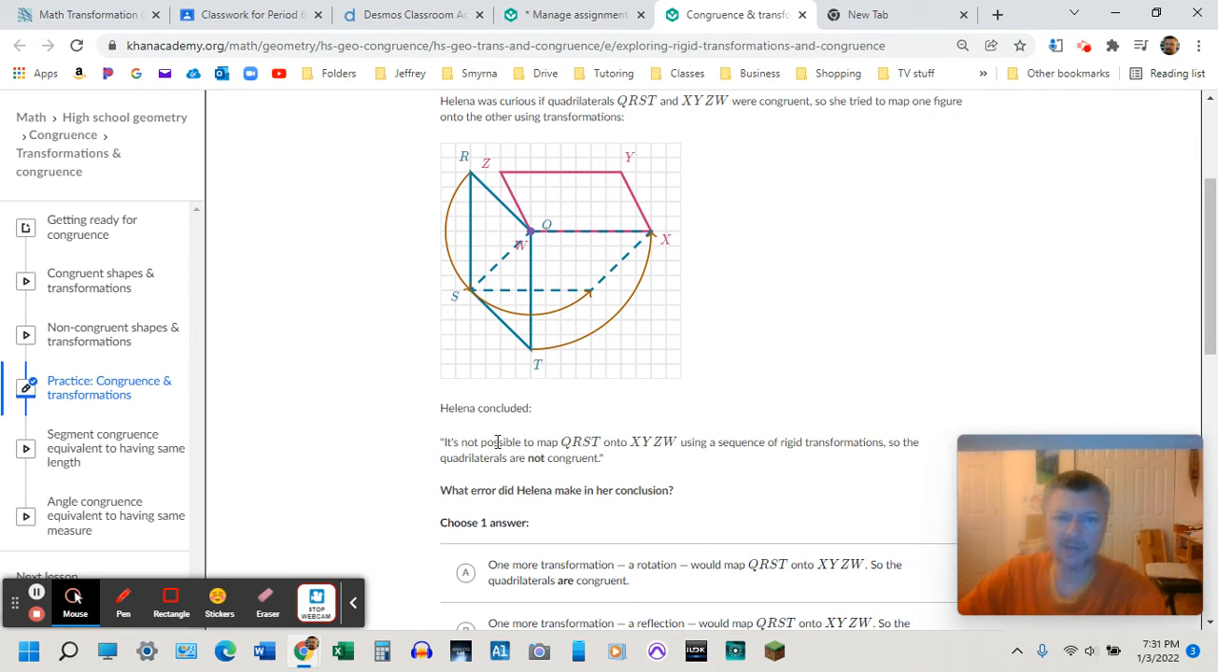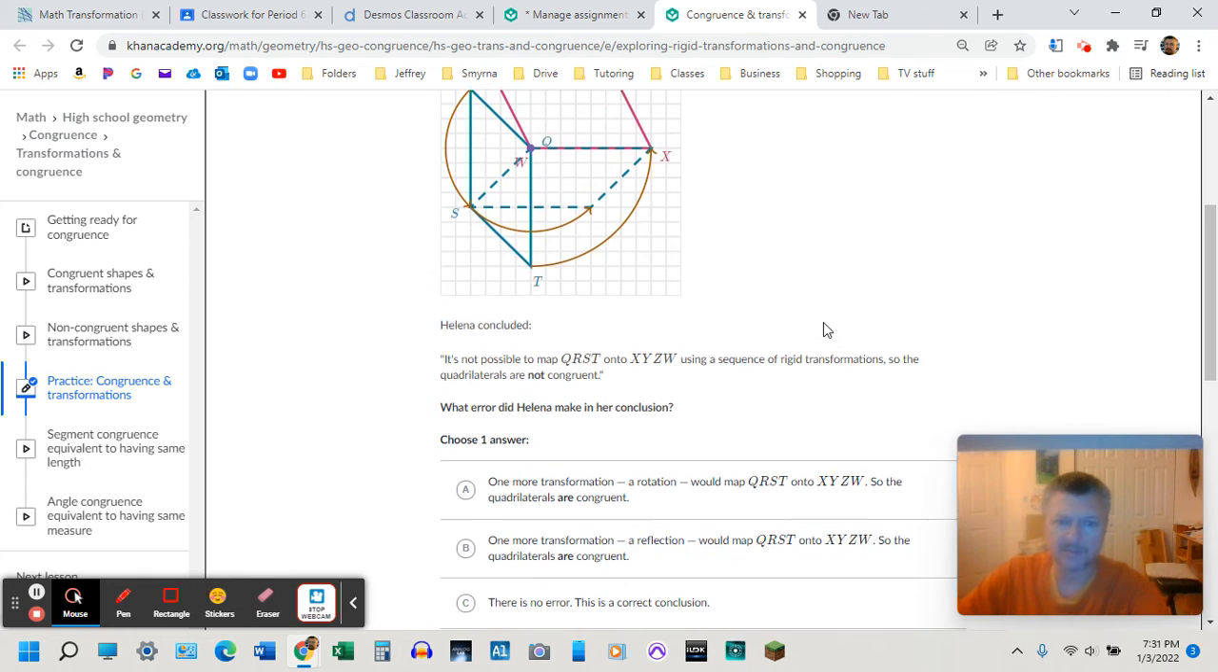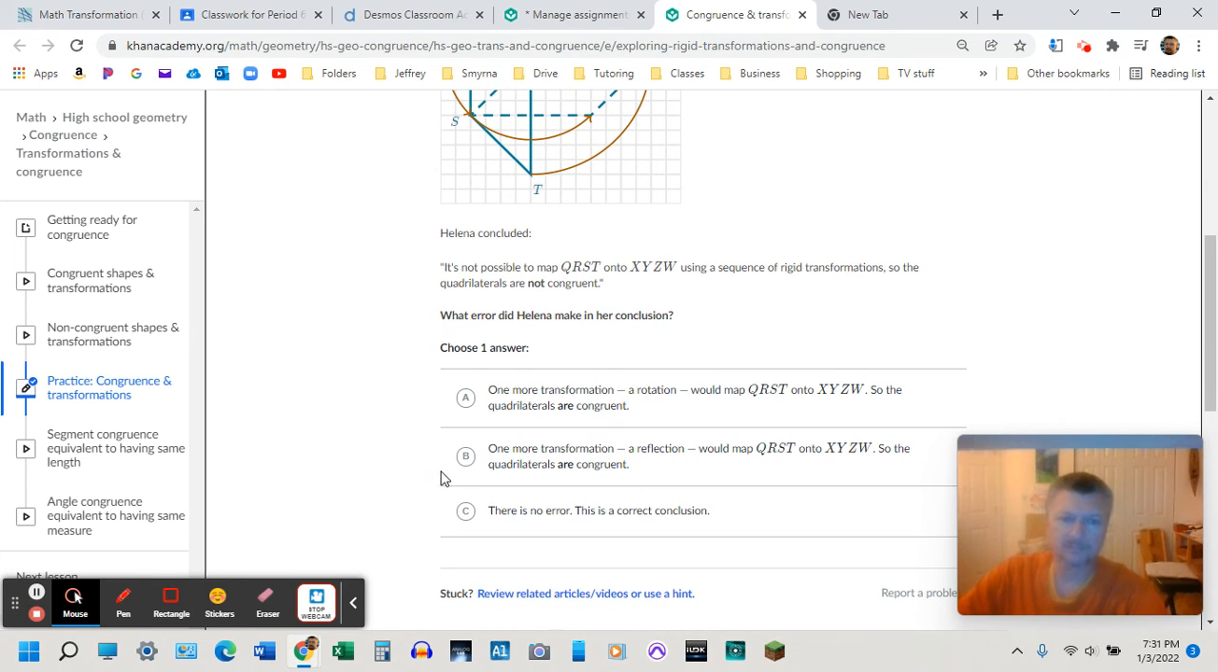Okay, so she said it's not possible to map the first one on the second one, so the quadrilaterals are not congruent. And I can see right now that you see this point. If you reflect this, right here is going to go back up to here, really. So it's not going to be the same. See how this, if you reflect this, it's going to end up going across to here. That's not where Y is, right? That can't be the same spot. So this is it. There is no error. This is a correct conclusion. All right, so she's correct.